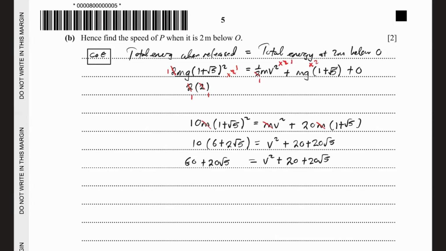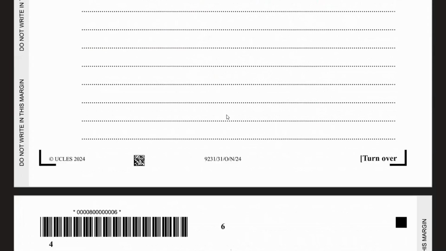I'll subtract 20 root 5 from both sides, and we will be having v squared equals 60 minus 20, which is 40. So v is going to be the square root of 40, and the square root of 40 is like 2 square root 10, and that's in meters per second. So that is the speed we're looking for. They asked us to find the speed of P when it is 2 meters below O. So we find that to be 2 square root 10 meters per second. Let's move on to the next question.